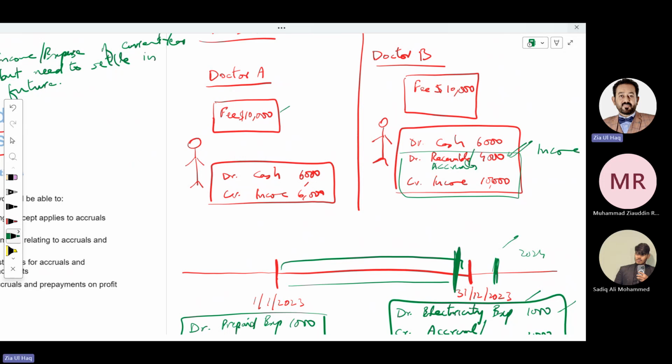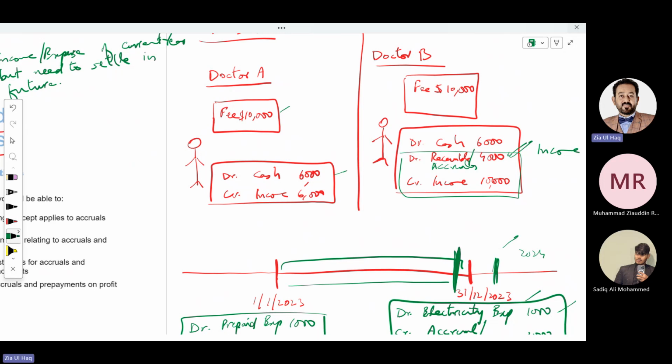Suppose the patient has paid 6,000 for this visit and he has paid in advance 6,000 for the next visit. He has paid in advance for the next visit. So that will be called prepaid. And in that case, this means for the doctor that the 6,000 that he has received in advance is his liability, meaning he needs to either provide services in future or he needs to pay the amount back in future.